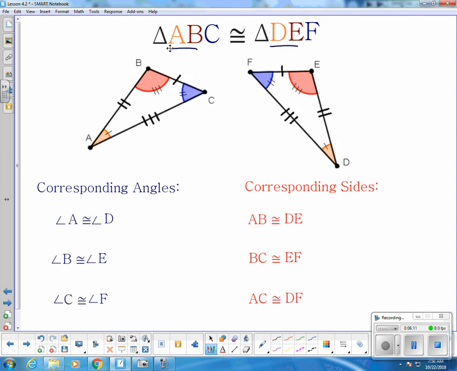I want you to write that down. Order of the letters is very important. It doesn't matter. Notice that these triangles are reflected or rotated. Reflected and rotated. Okay. Order of the letters. The order of the letters is the key. You shouldn't even need to have the picture. Okay. To write congruent statements.